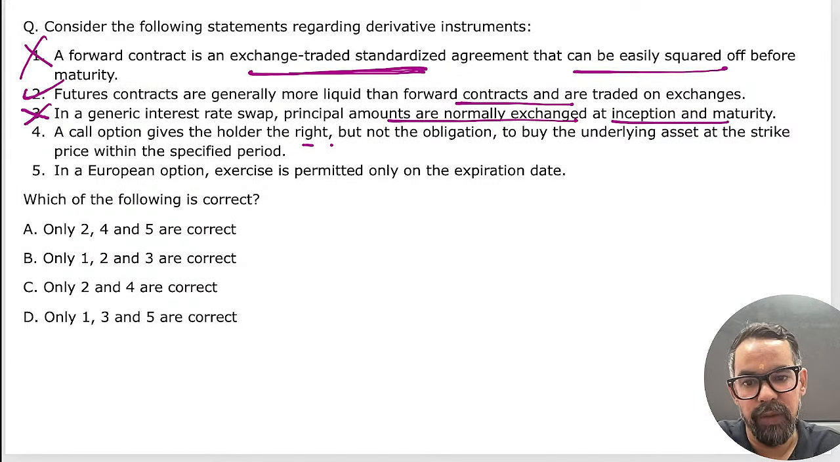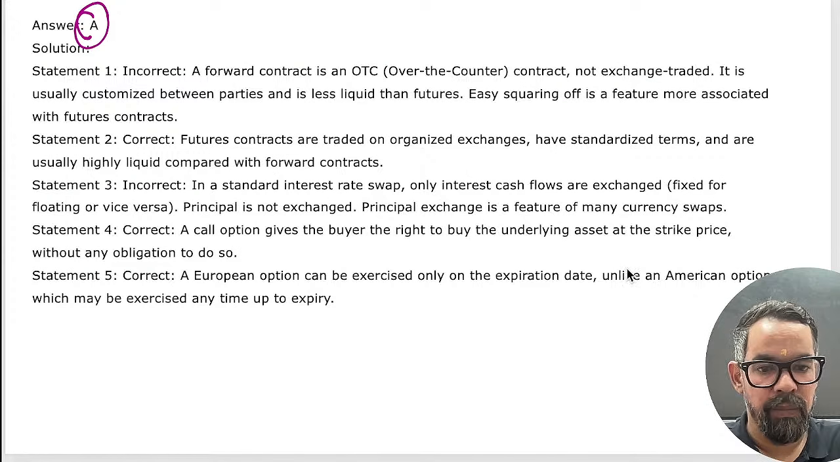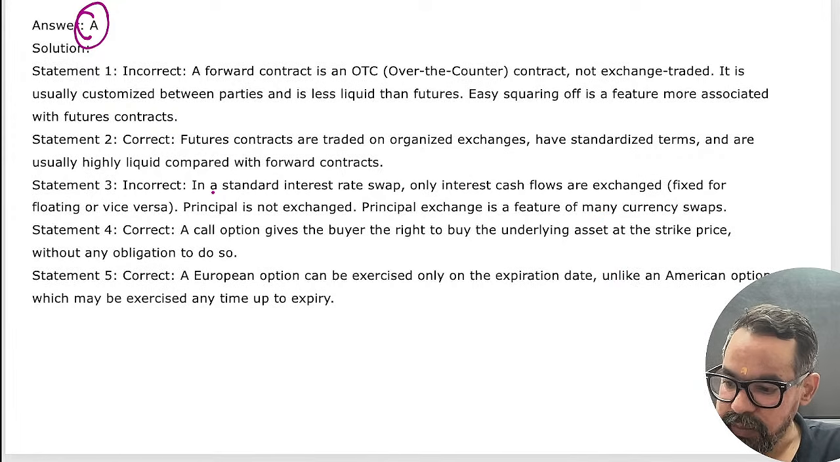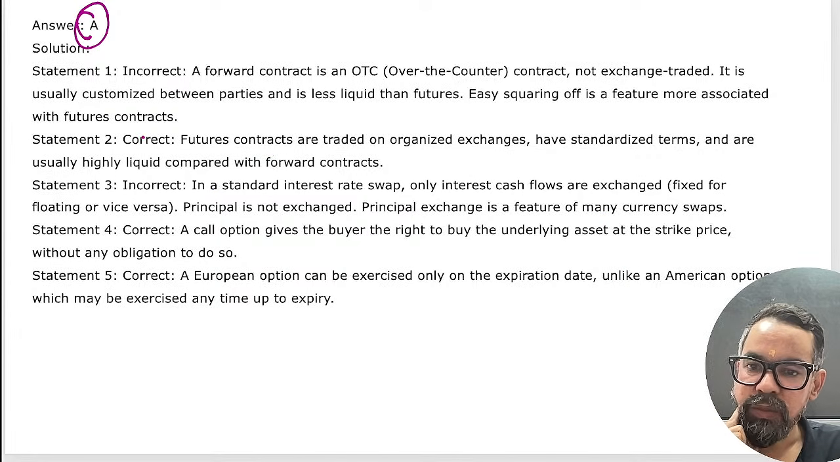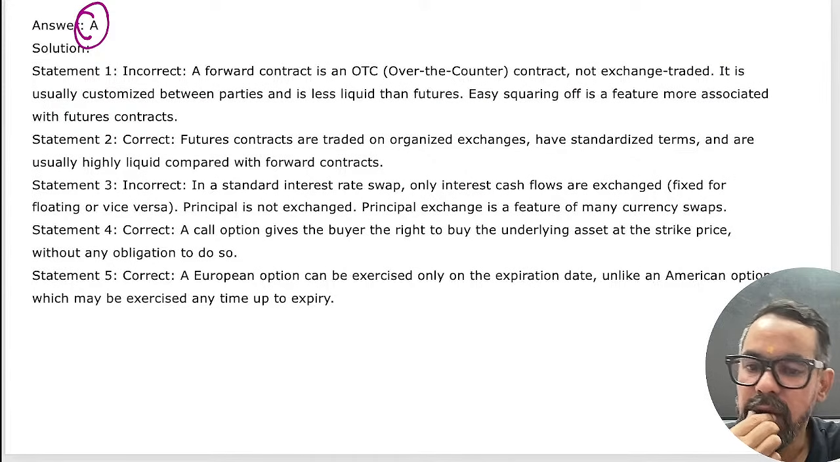Okay, just allow me 1 minute. So option A will be the right answer for this particular one.